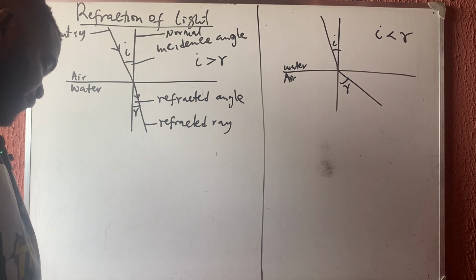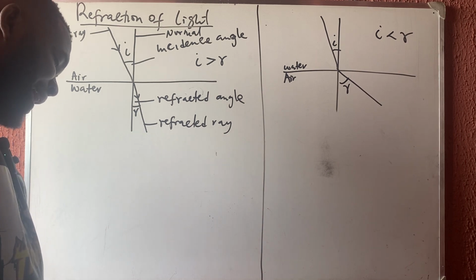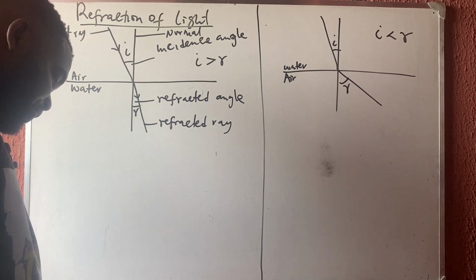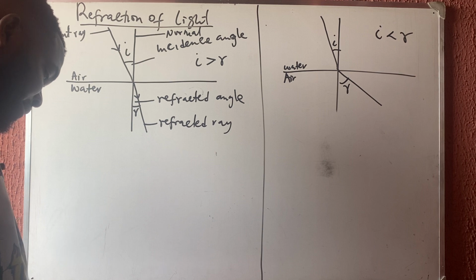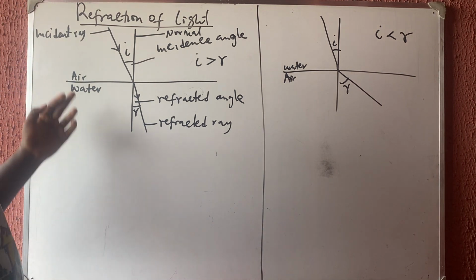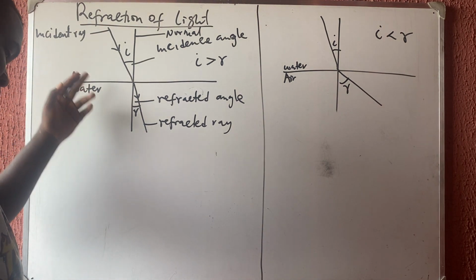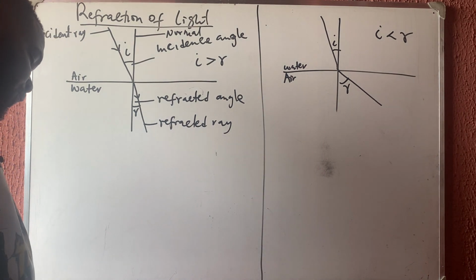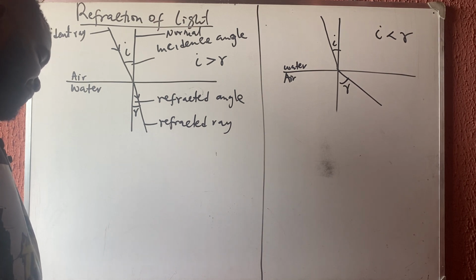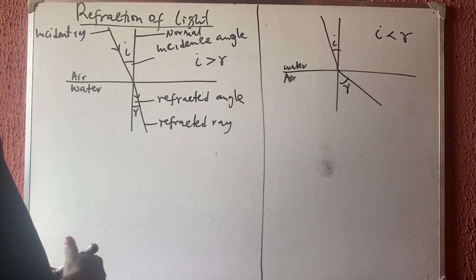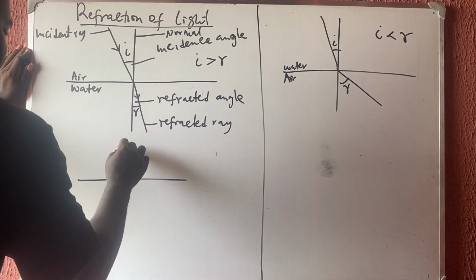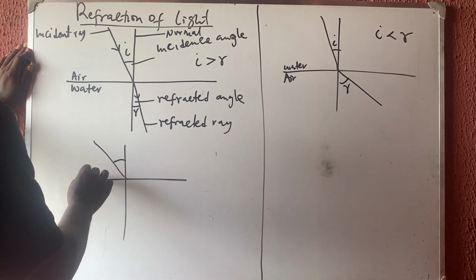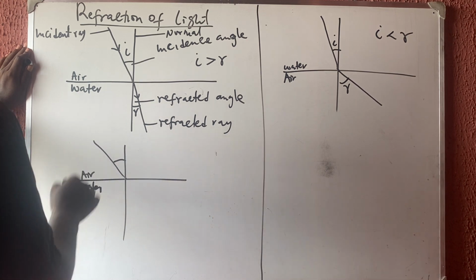Note number one. If a ray of light travels from a less optically dense medium, that is a medium that is less dense, for example air, to a more optically dense medium, let's say water, we say that the ray of light is refracted in such a way that it bends towards the normal. Look at it, I have something like this. This one is coming like this, and this is air, and this is water.